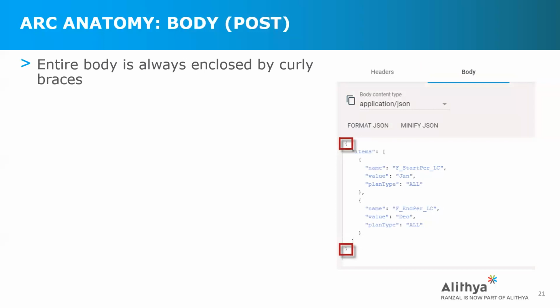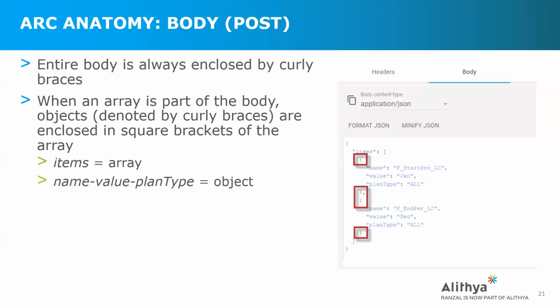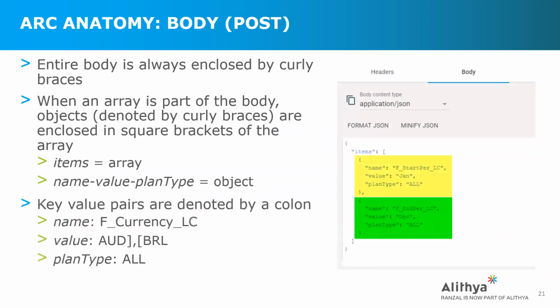So again, kind of going back to what we talked about before, but to drive this home, the entire body is always enclosed by these curly braces. And then when you have an array, that's denoted by the square brackets. So an array is when I've got multiple objects within that overall object. So name, value, plan type, that's my object, and those are in the curly brackets. And again, key pairs are delimited or denoted by a colon.